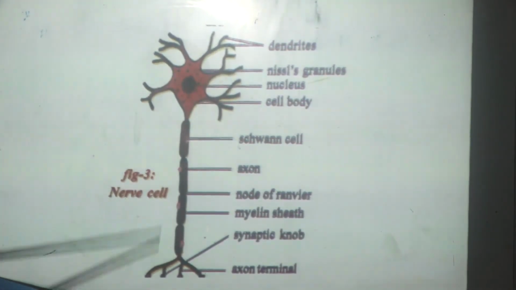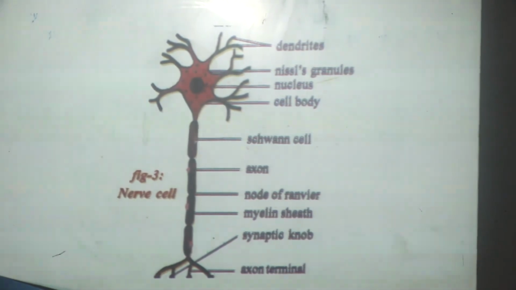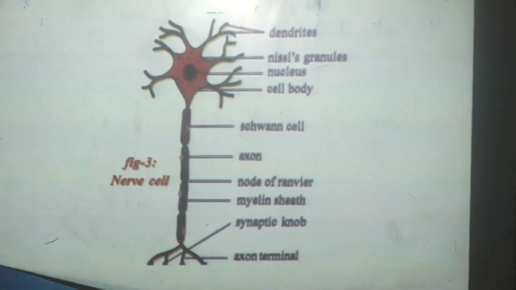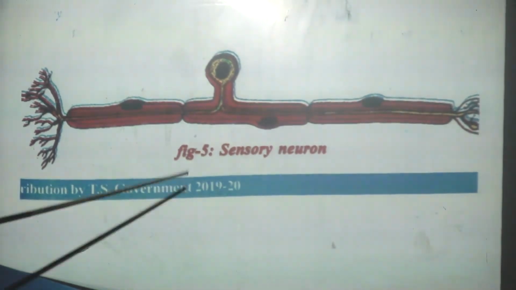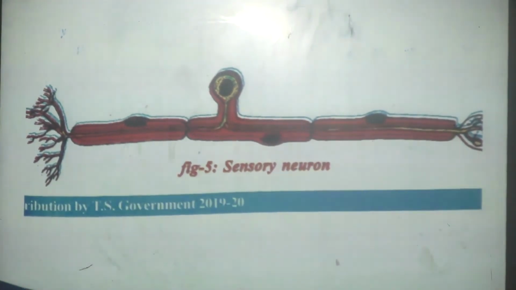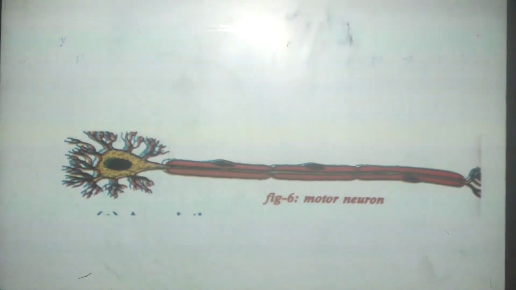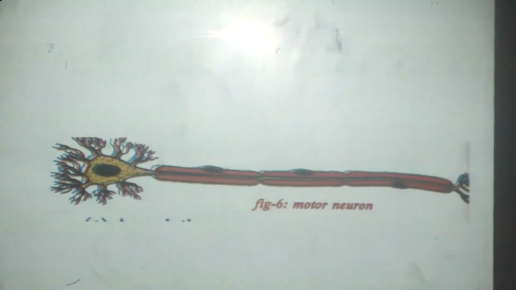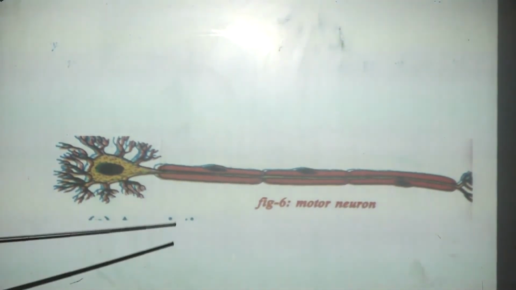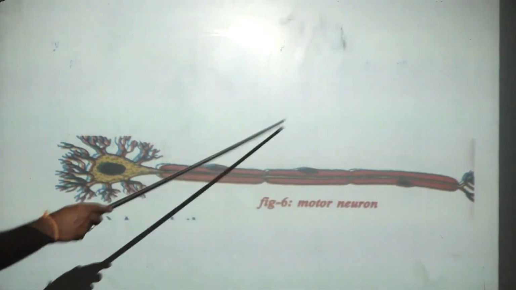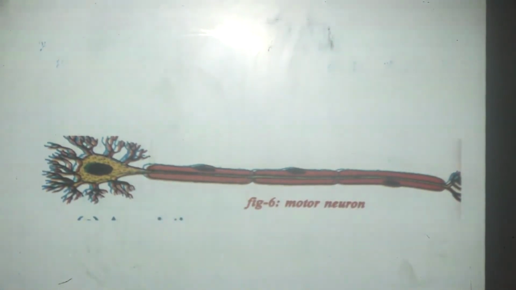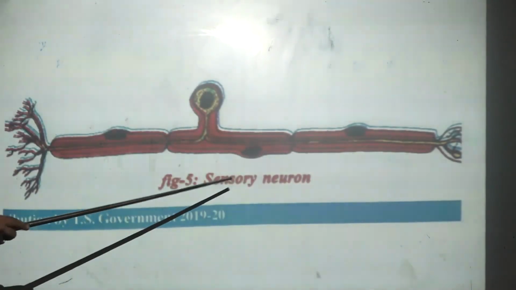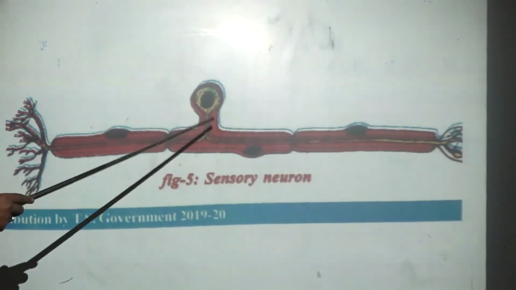Let me show, this is the very simple structure of a neuron, for 2 marks. And here I am going to show you 2 diagrams. This is one diagram and this is another diagram. In the big paper, if it is given, there is no bulb-like structure here, so you have to write this is a motor neuron. Let me go back. So this is a sensory neuron. Here the bulb-like structure is there.